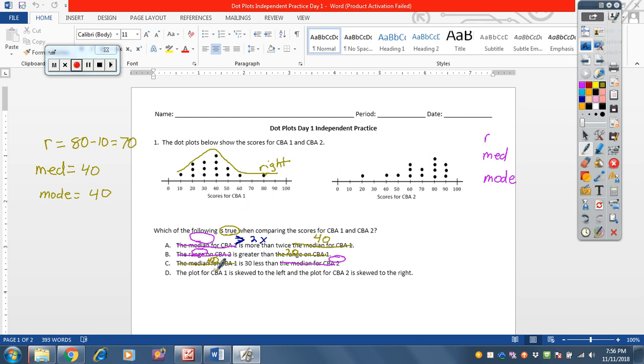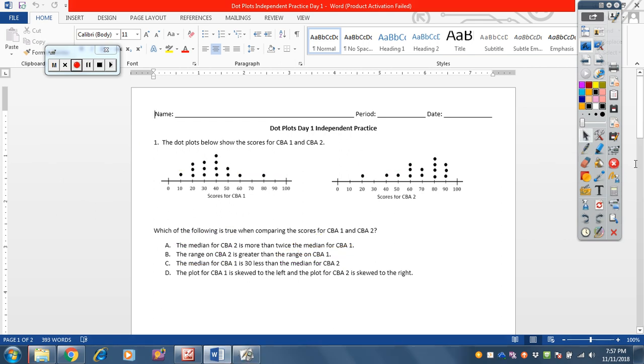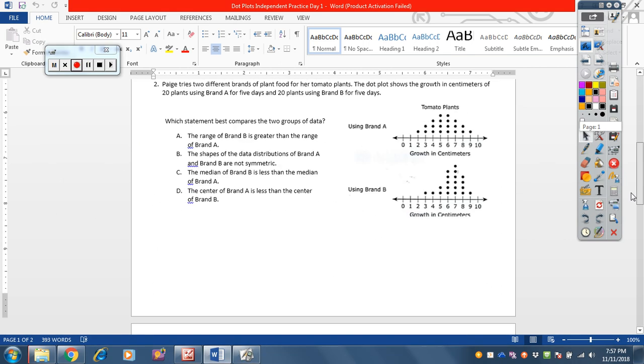The plot for CBA 1 is skewed to the left, and the plot for CBA 2 is skewed to the right. See if I draw my hill for this one, this is to the left. I would use my left hand to pull the cat's tail. Remember, if you think of this as a sleeping cat, that's the tail you're going to pull on. Don't pull cats' tails. But if you were, you would pull it with your right hand.